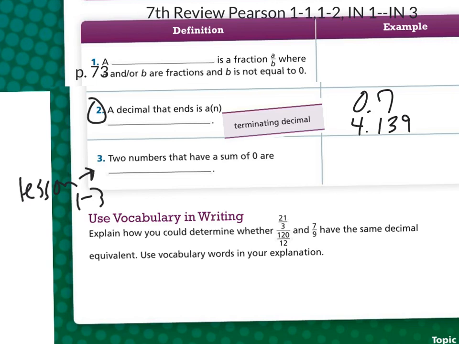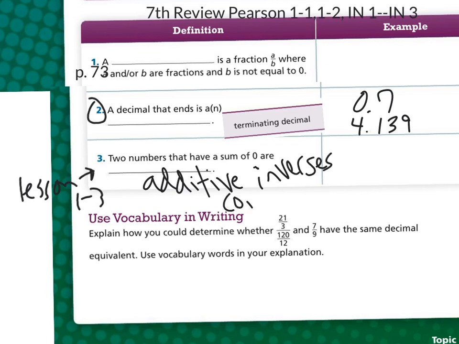Next, if we look at number 3, two numbers that have a sum of 0 are, and so that would be additive inverses. Additive inverses. Another term for that, instead of additive inverses, is opposites. Opposites is a little bit easier to work with than additive inverses, but those both mean the same thing basically. So an example of that, we could have -3 and 3. Those would be opposites. If we add those together, -3 plus 3 equals 0.